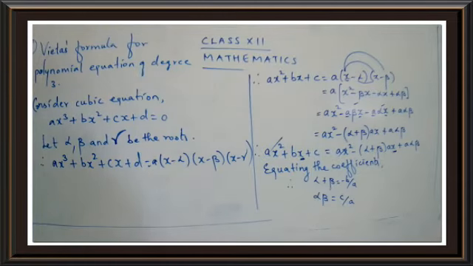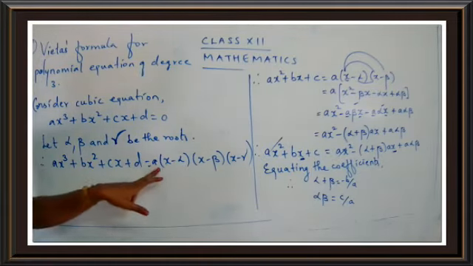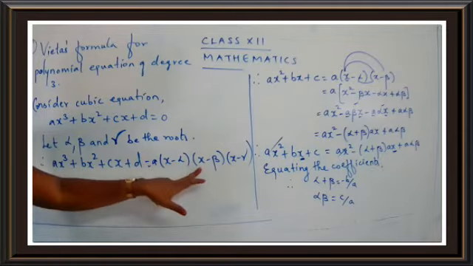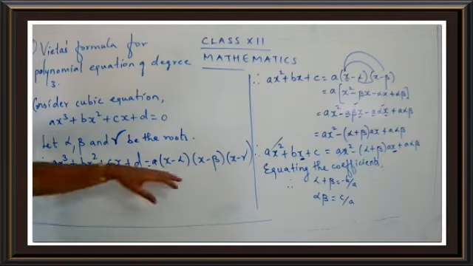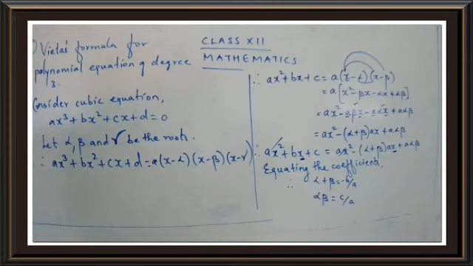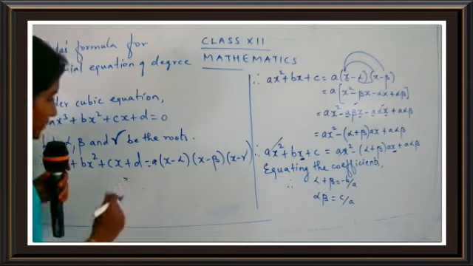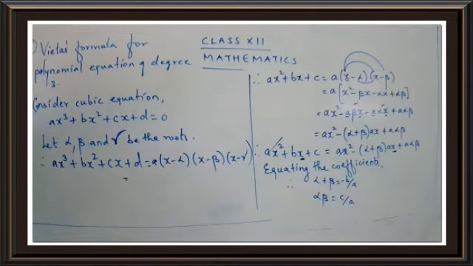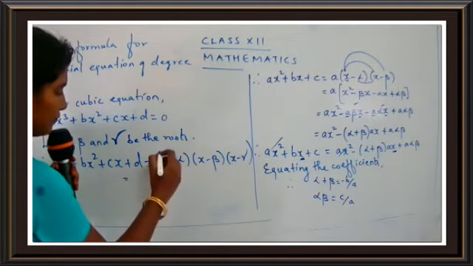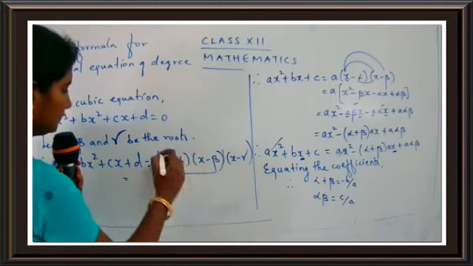Ax cube plus bx square plus cx plus d is equal to a into x minus alpha, x minus beta, x minus gamma. So we are going to expand the right hand side. Let's go for the expansion. I'll just continue over here. So this is equal to, it will be a little lengthier because we get many terms when we expand it. I'm going to take these 2 first.